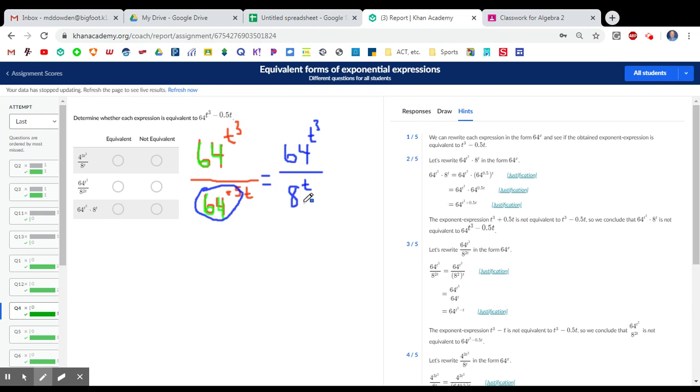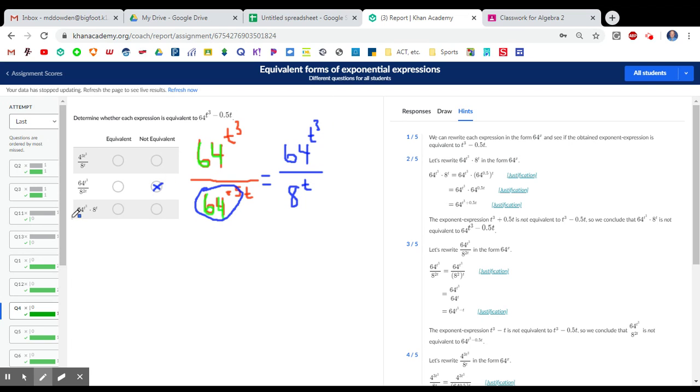I did this for a couple of reasons. One, we can take a look here. That is not the same. 64 t to the third over 8 to the t is not the same as 64 t to the third over 8 squared t. One of the reasons, if we were to work backwards from what I just said, this is the square root of 64, right? If we were to work backwards, 8 squared is 64. So this would be 64t to the third over 64t. That is not what I have over here. I have over 8t, so this one is not equivalent, right?